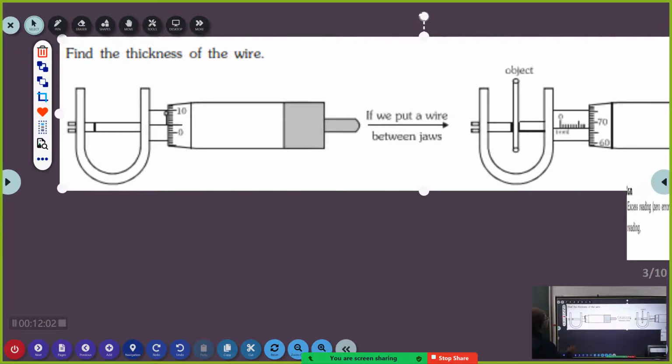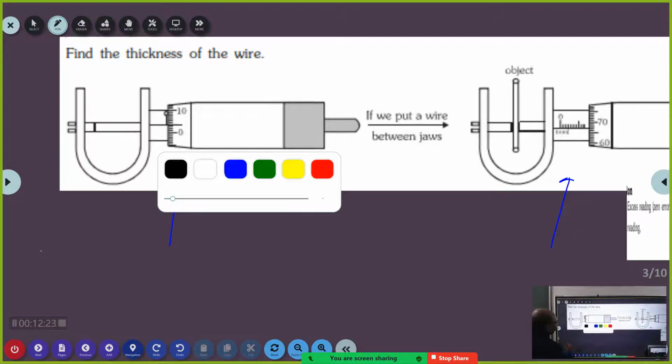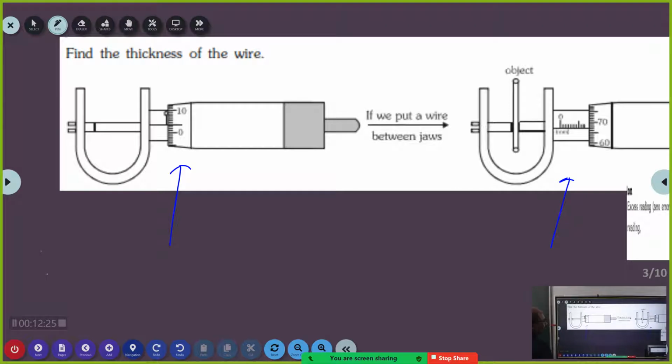So what are you going to get from this diagram? Like zero error we can. Excellent. What is the zero error there? What is the zero error? So minus 0.5. Minus.